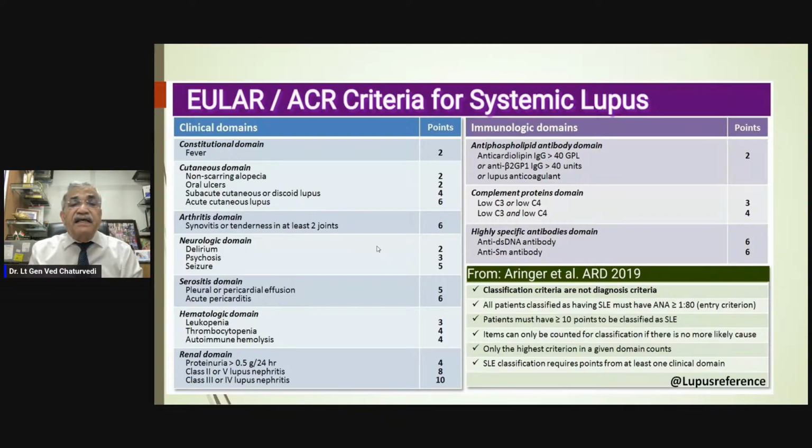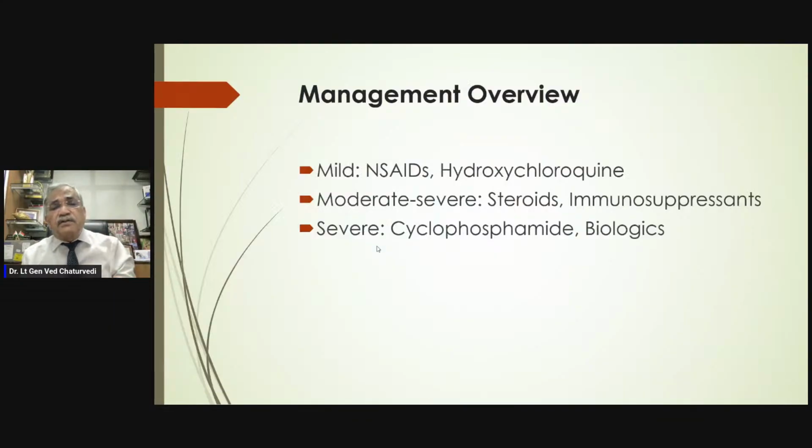Criteria are, as I said, ANA should be there. So ANA is an entry criterion. The rest is other organs, like involvement of the blood system, like leukopenia, thrombocytopenia, renal involvement. We have already discussed neurological involvement and arthritis. Basically, all systems have been given some points. They are not diagnostic criteria, they are classification criteria. The diagnosis is done by the clinician based on ANA and multi-system involvement.